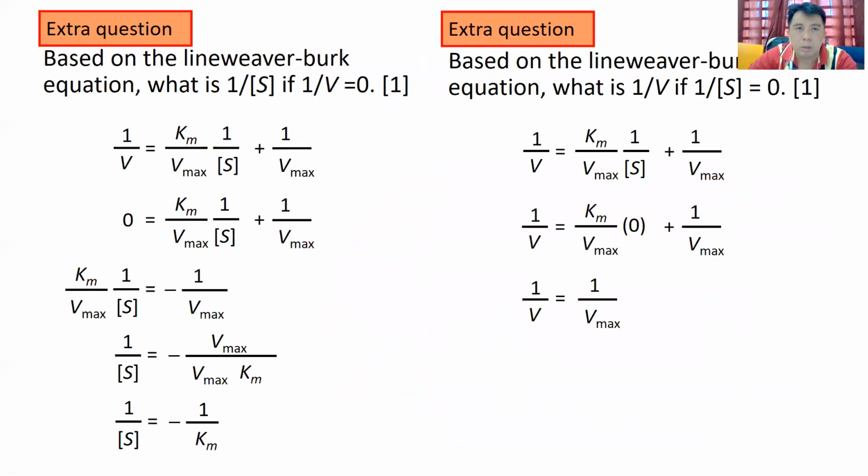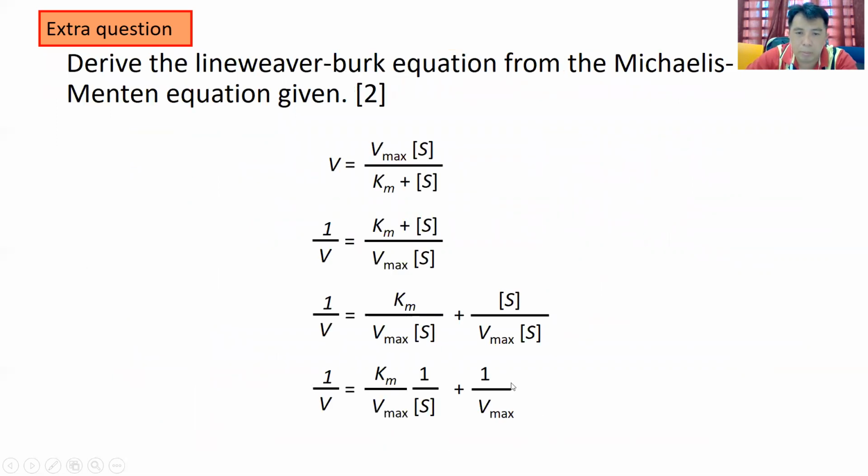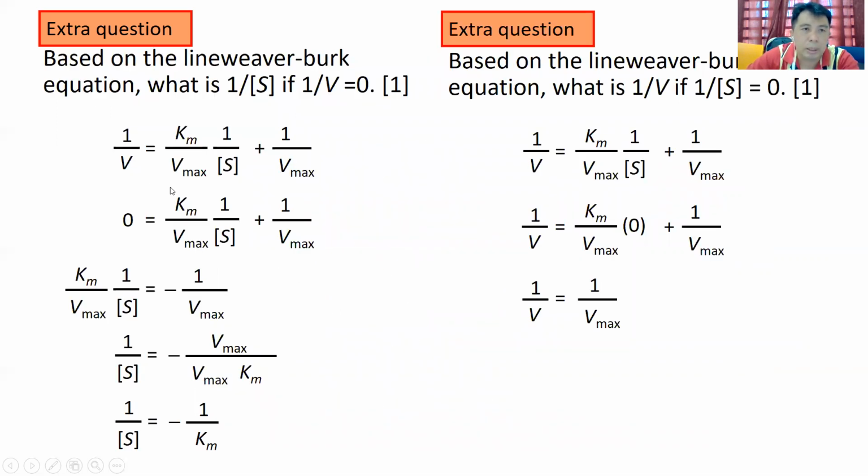Okay, so then another two extra questions are here based on the Lineweaver-Burk equation. What is 1 over substrate concentration if 1 over V is 0? Then another one is, what is 1 over V if 1 over substrate concentration is 0? All right, so we copy the equation from the previous question. So we have it like this.